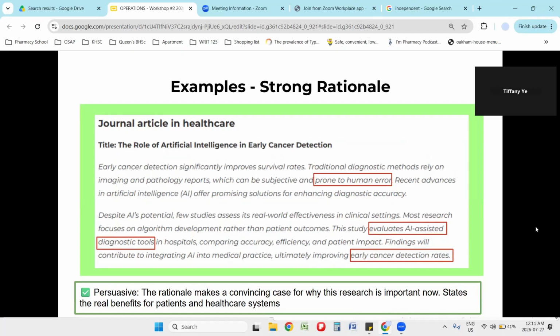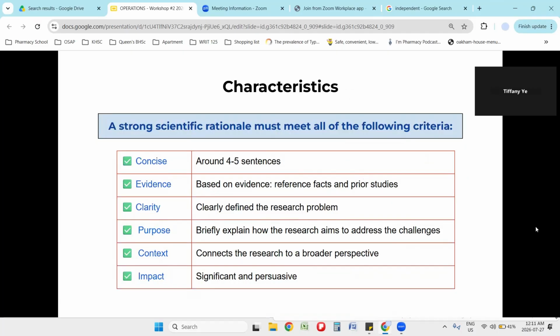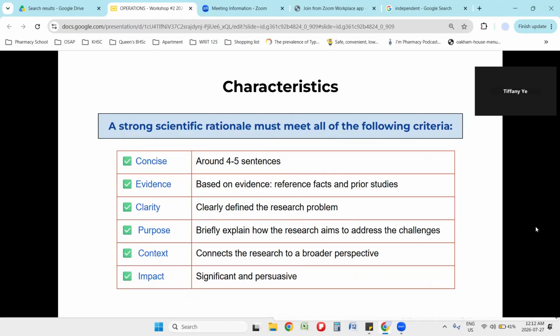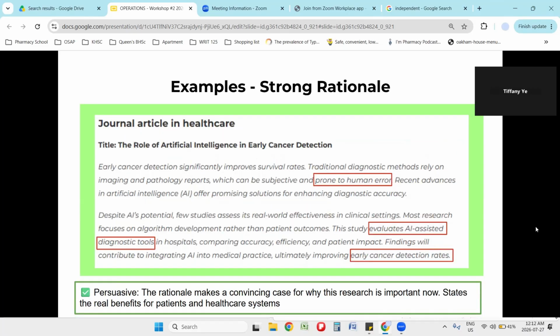From this example, I'm not going to read it out loud because it's sort of long. Obviously, it covers the previous markers of a strong rationale. It's also a good example because it's persuasive and it makes a convincing case for why this research is important now. And it states the actual benefits for patients and healthcare systems. So, in your own time, you can use this checklist and compare this example and think to yourself why exactly this would be a good rationale.